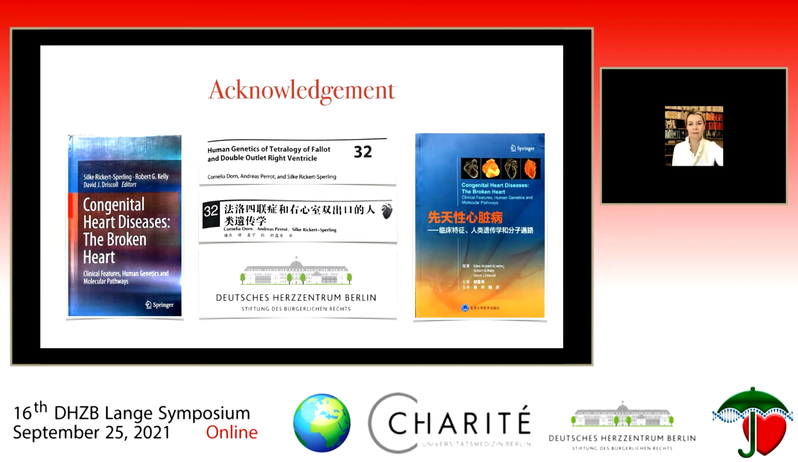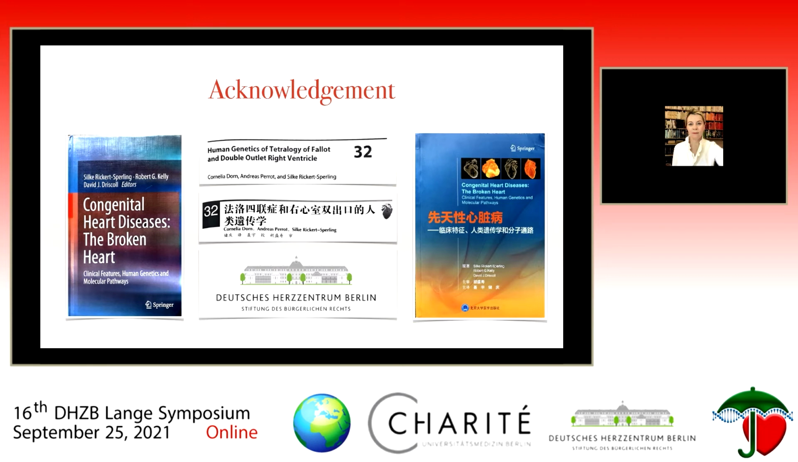And I just want to point out, maybe the majority of you know, we had again a Springer book where everything about congenital heart disease, clinical features, human genetics, in particular molecular pathways, is in. What you see on the left-hand side was the first edition. We are currently working on a second one, which will come out next year. And I'm very happy that Nikolaus Haas agreed to be our clinical editor for the second edition.